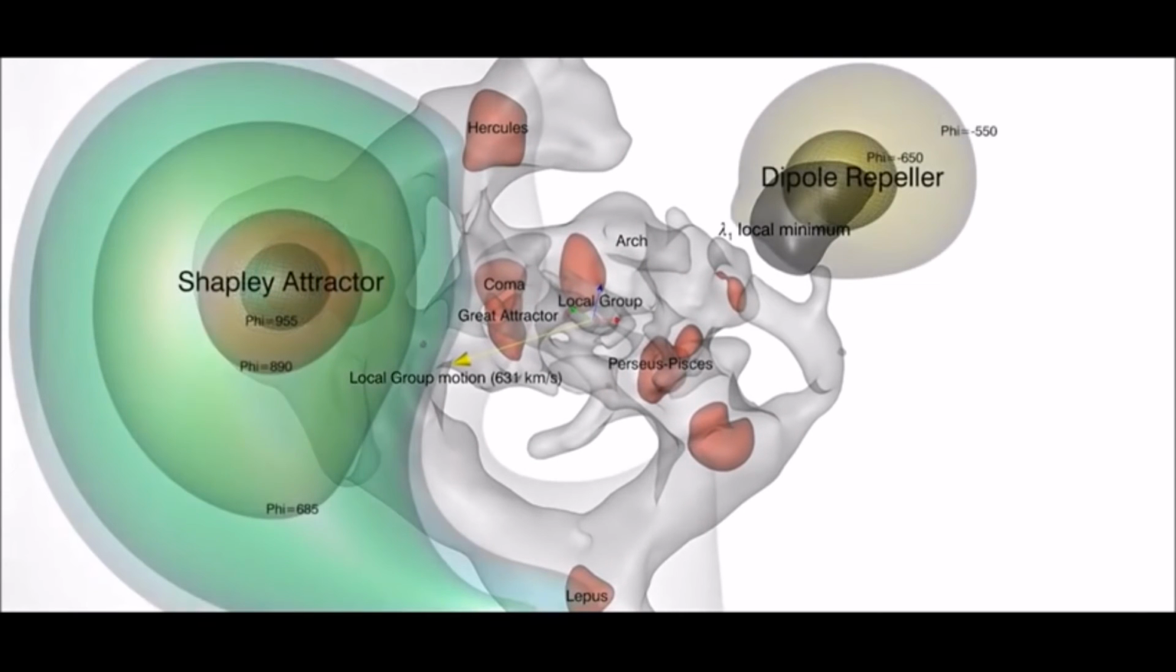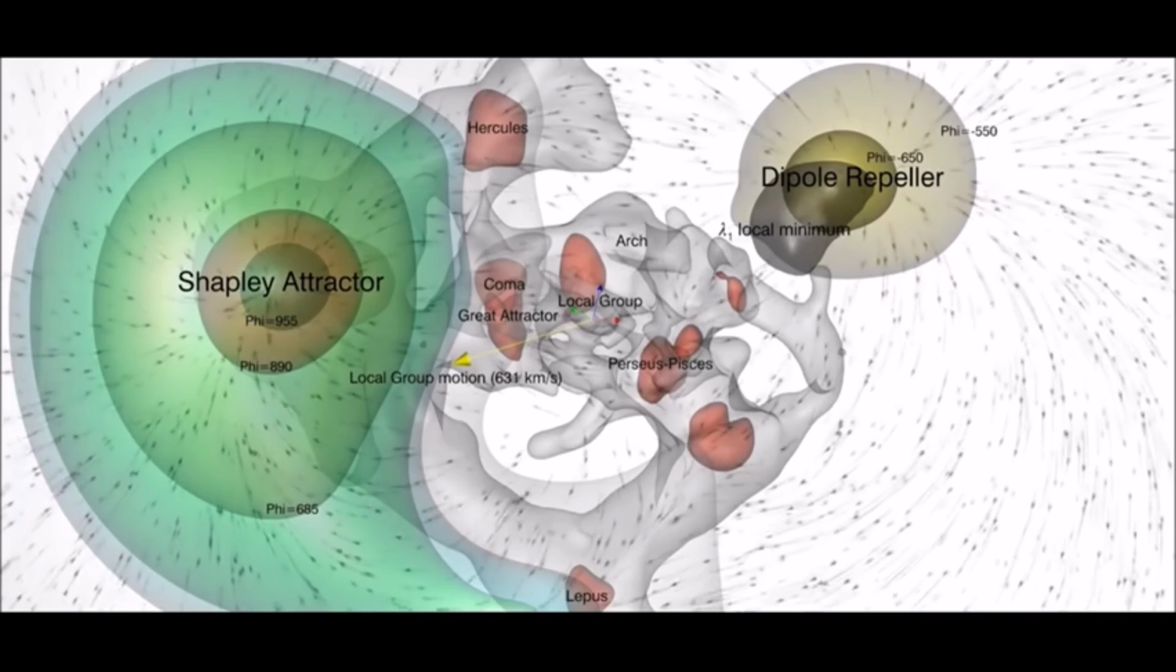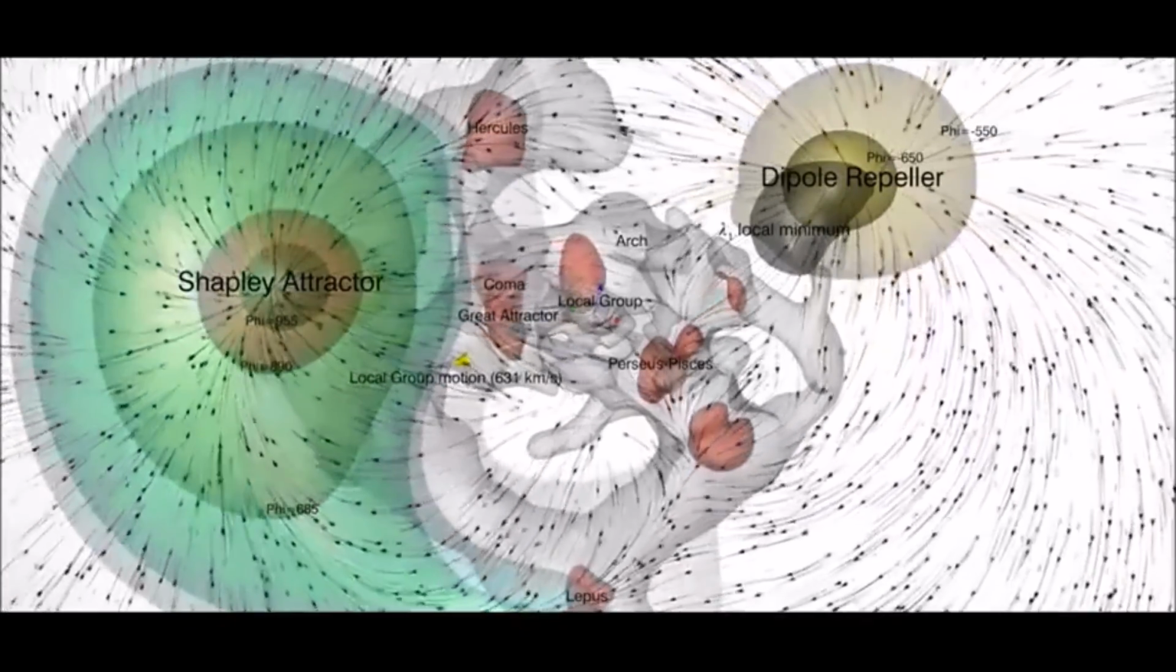The gravitational potential field is visualized by means of three-dimensional surfaces of constant values. The surfaces of lowest potential materialize the dipole repeller. Surfaces of highest potential materialize the Shapley attractor. This visualization captures the structure of the flow emanating from the dipole repeller and falling on the Shapley attractor, and its complex interaction with the large-scale structure of the cosmic V-web.